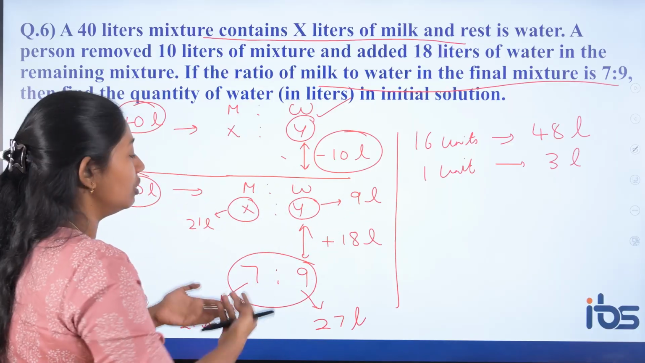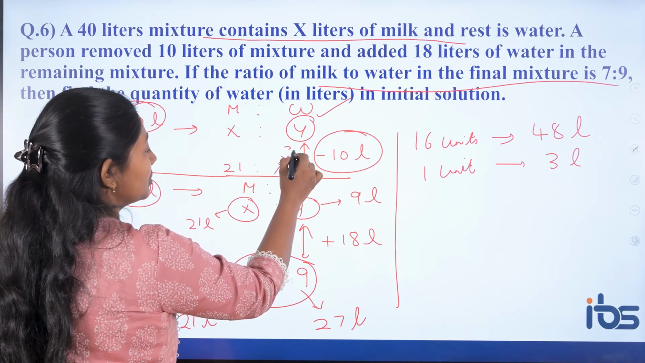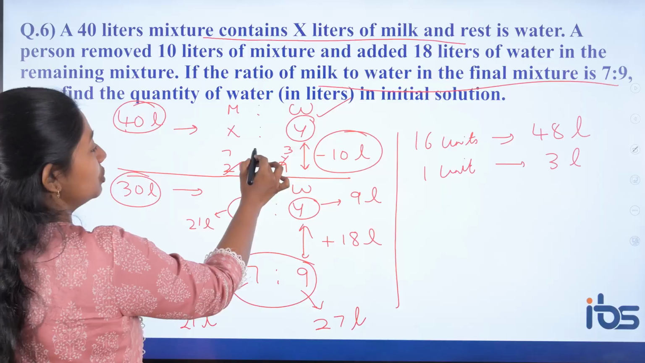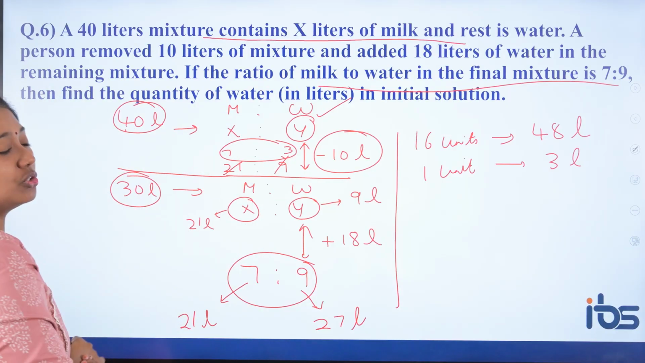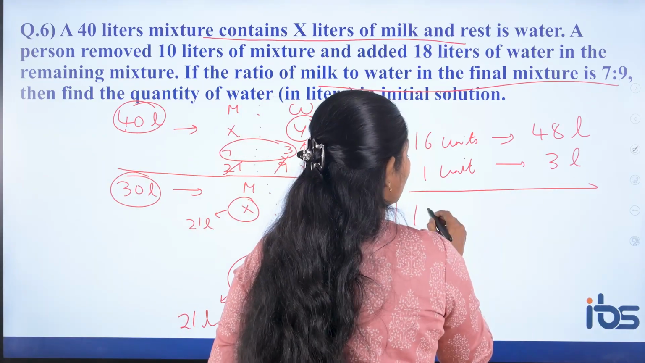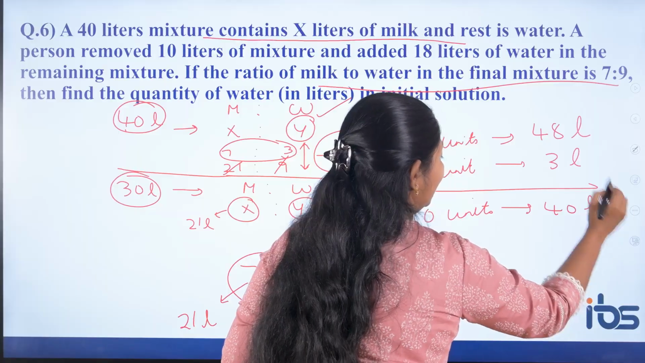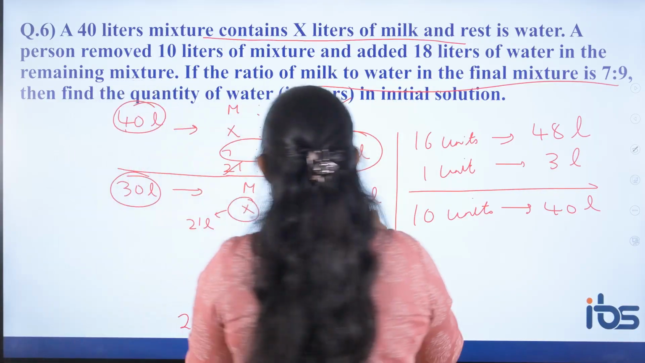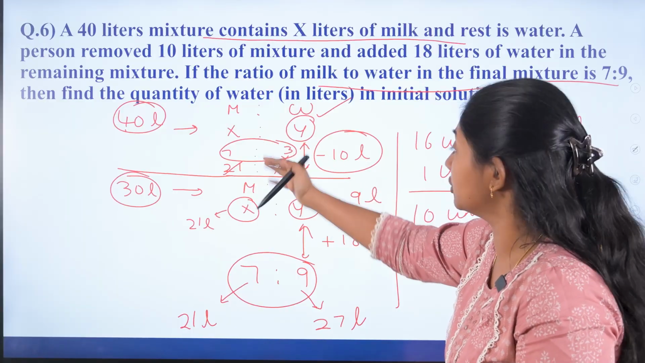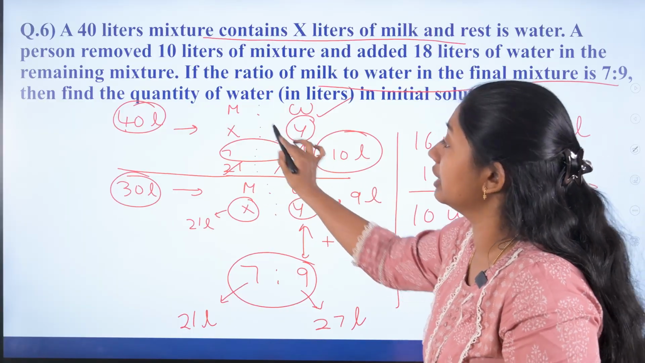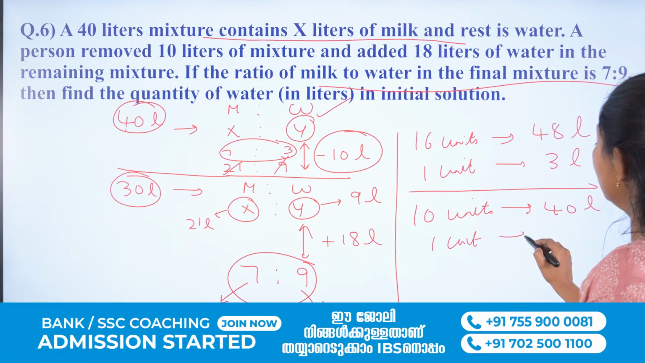So what is the ratio? 21 is to 9 is nothing but 3 times 7 and 3 times 3, so 7 is to 3. So this 7 plus 3, 10 units corresponds to 40 liters, because the same ratio will be there before also. So 21 9, 7 is to 3. 10 units means 40 liters, so 1 unit is nothing but 4 liters.